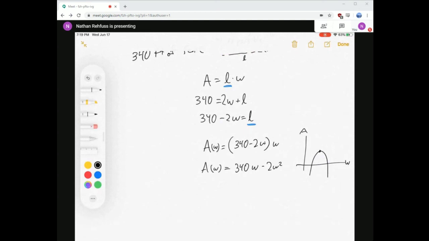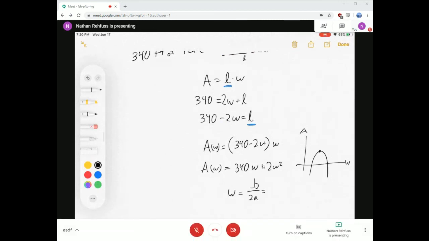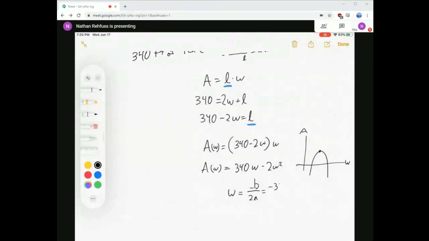So my vertex is going to be negative B over 2A. Now remember, B is the linear term. B is the term with no exponent. So that's the 340. A is the quadratic term, coefficient. So that's the negative 2. Negative 340 over negative 2 is positive. Something is wrong here. Oh my God. 2A, 2A, 2A, 2 times negative 2. 340 over negative 4 is 85, and that's the right answer.